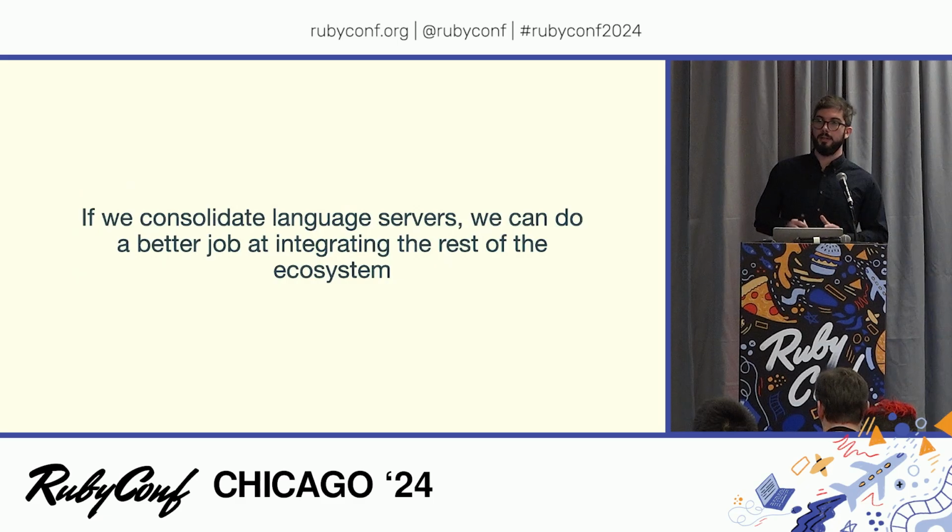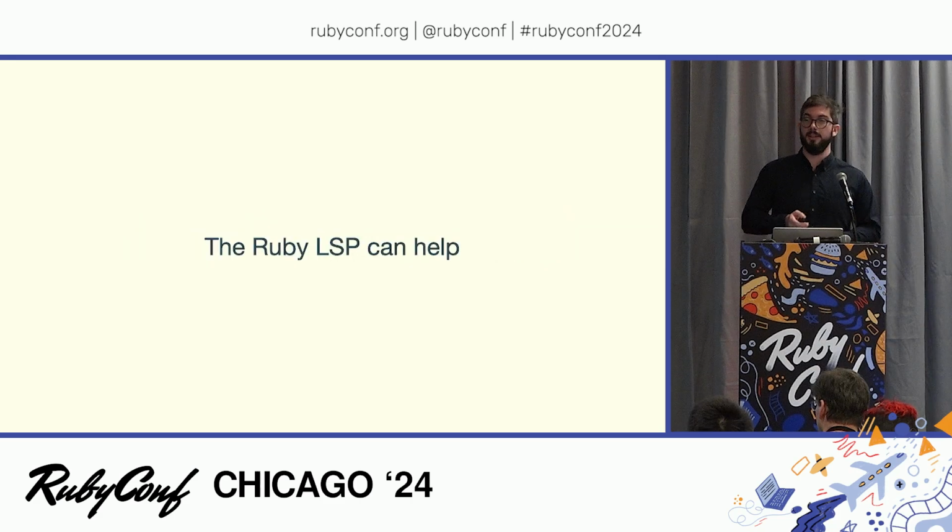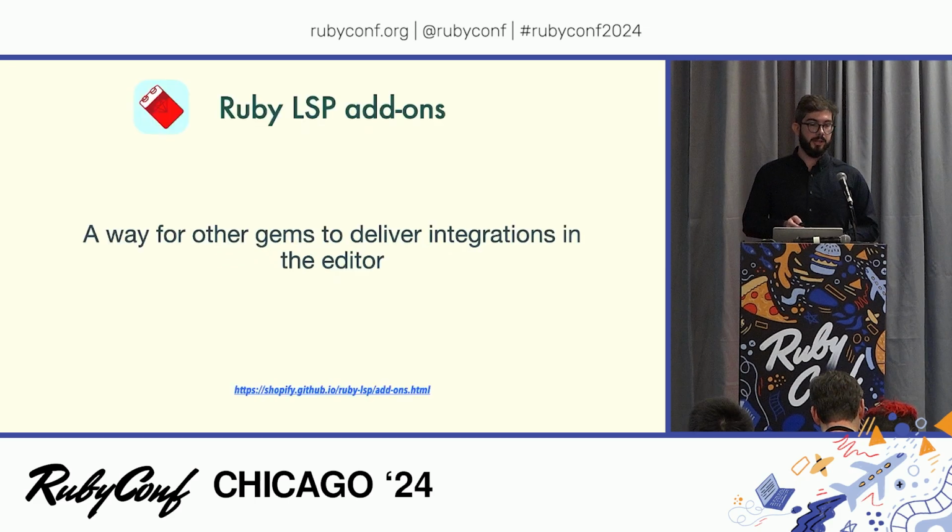If we could consolidate language servers, I think we could do a better job at delivering a more integrated, out-of-the-box experience for Ruby. And of course, I am incredibly biased, but the Ruby LSP may help here. We've been experimenting for a long time now with what we're calling Ruby LSP add-ons. And this is a way for other gems to deliver integrations for the editor through the Ruby LSP. It's essentially an API layer for the language server so that other gems can enhance the features that we provide.